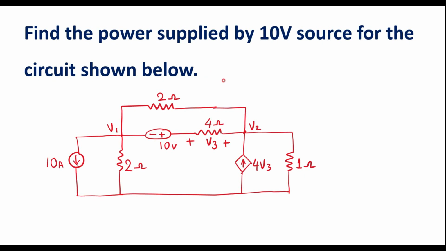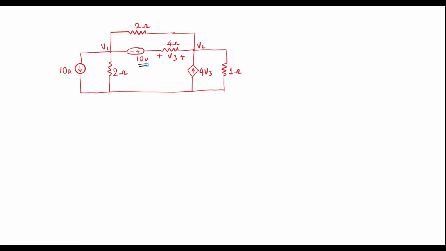In this video, I'll consider one numerical on node analysis. Find the power supplied by the 10 volt source for the circuit shown below. This is the given circuit. We need to find the power supplied by the 10 volt source. So here we have the 10 volt source. We need to find the power supplied by this 10 volt source.